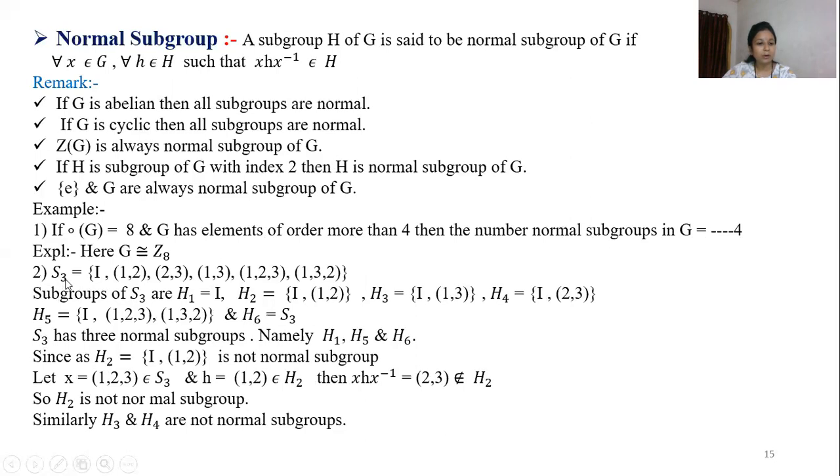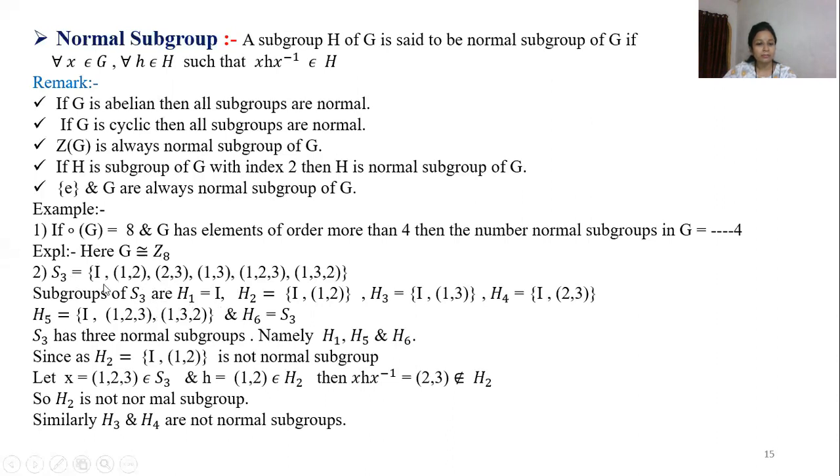S3 is the symmetric group of degree 3. Each Sn has order n factorial. 3 factorial is 6, so it has 6 elements. S3 consists of one-to-one onto mappings from a set containing 3 elements to itself. The elements are: the identity, the permutation (1 2) of order 2, (2 3) of order 2, (1 3) of order 2, and these two permutations of order 3: (1 2 3) and (1 3 2).